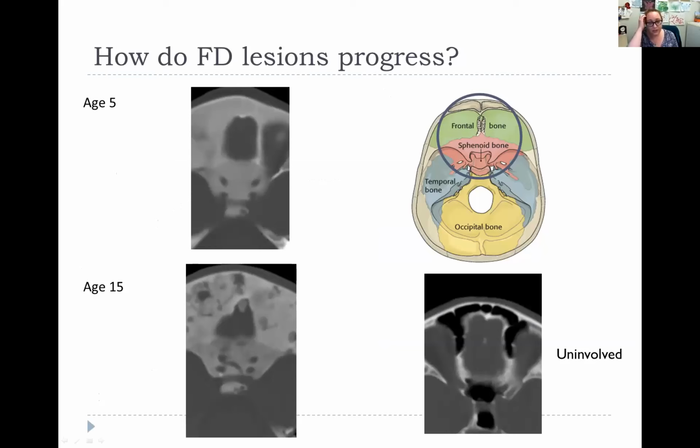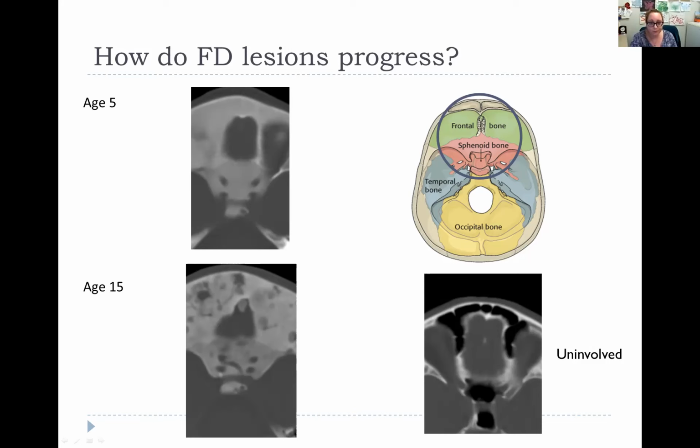So how did the lesions progress? This is an example of a patient at age 5 and then at age 15 below. What we're looking at, on the upper right, is the skull from above, looking into the area where the brain sits, which is the frontal and sphenoid bones. On this scan, you can see the anterior cranial base has a very ground glass appearance at the age of 5. But then as the patient ages, it starts to become more heterogeneous and more of a mixed pattern. And just for comparison, on the right side is a patient with uninvolved bone.